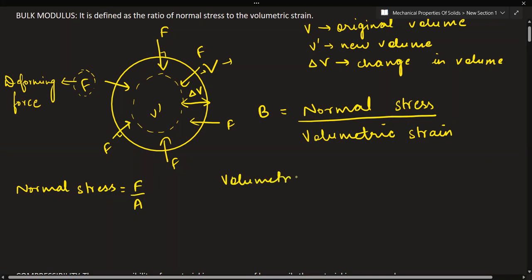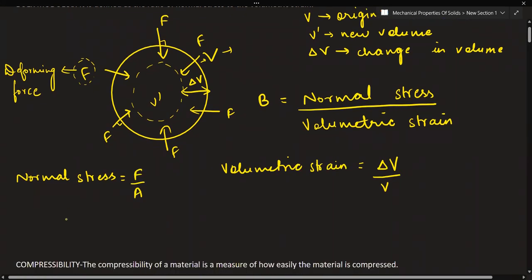And volumetric strain. Strain is always change in dimension by original dimension. So since volume is changing, volumetric strain would be change in volume, that is delta V, to the original volume. So from here we can infer the formula for bulk modulus. So it would be F by A, and this whole term in the denominator, delta V by V.